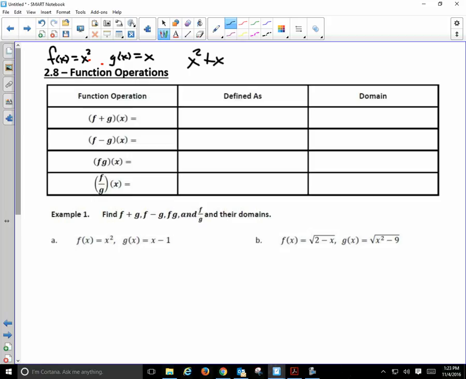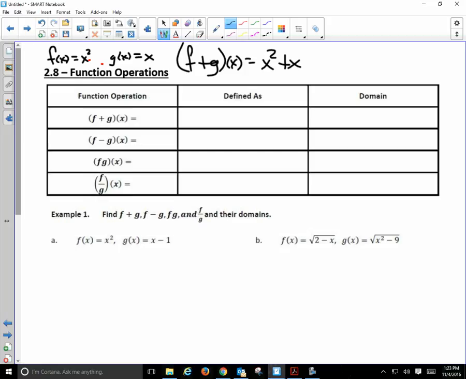Yeah, okay, thank you. So the idea is that if we have f of x is equal to x squared, g of x is equal to x, then f plus g of x is simply x squared plus x. You can add them together.